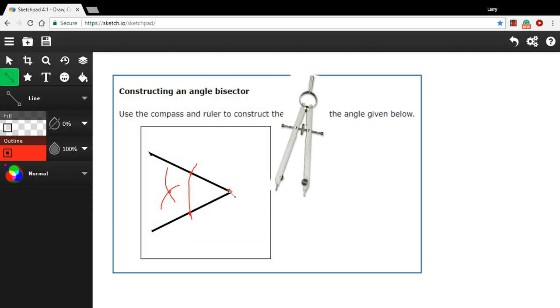Mine's not going to be perfect here because I was just approximating. But there we go. There is our angle bisector.